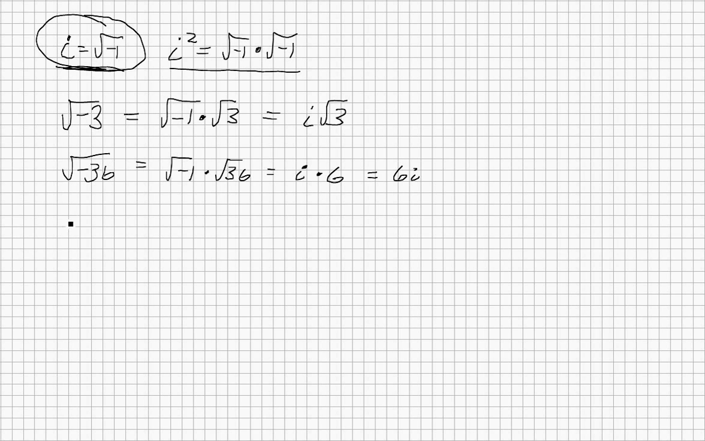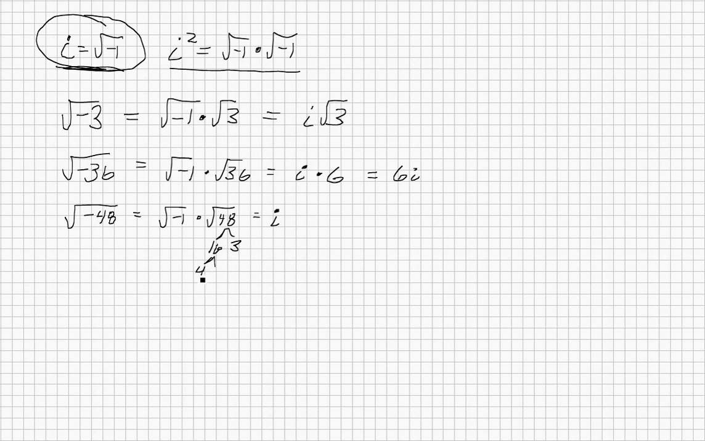Let's say we've got a number like the square root of -48. Again, that equals the square root of -1 times the square root of 48. And the square root of -1 is, that's right, i. And for the square root of 48, think about how you can write this as a product with a perfect square. Well, 48 is 16 times 3, right? And 16 is 4 times 4.